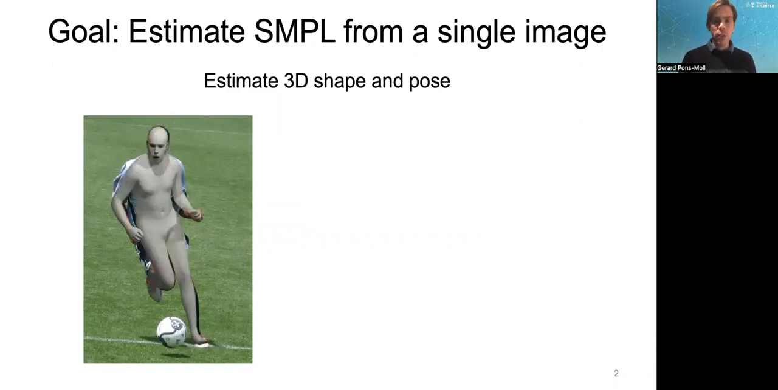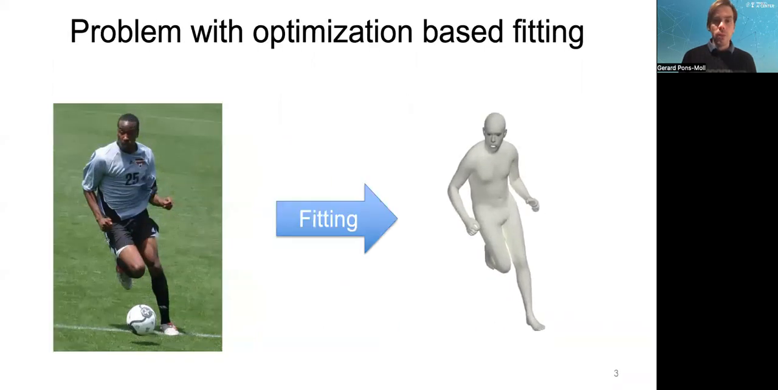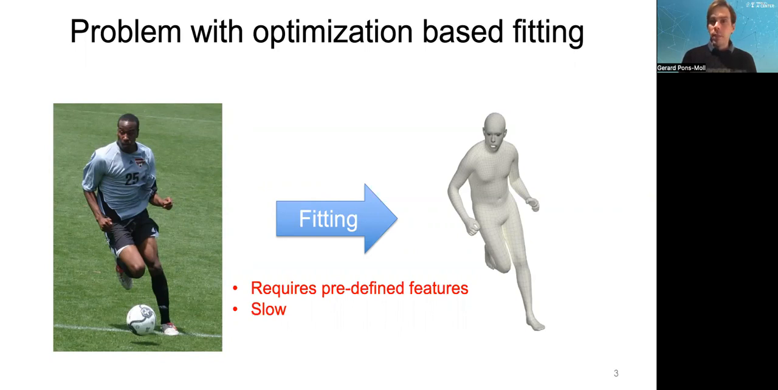We saw in the previous lecture that this challenge could be solved by fitting the SMPL model to images using optimization. We saw that fitting the model to images requires predefined features, like key points or silhouettes or edges, which are in the first place not always easy to obtain. And optimization can be slow.